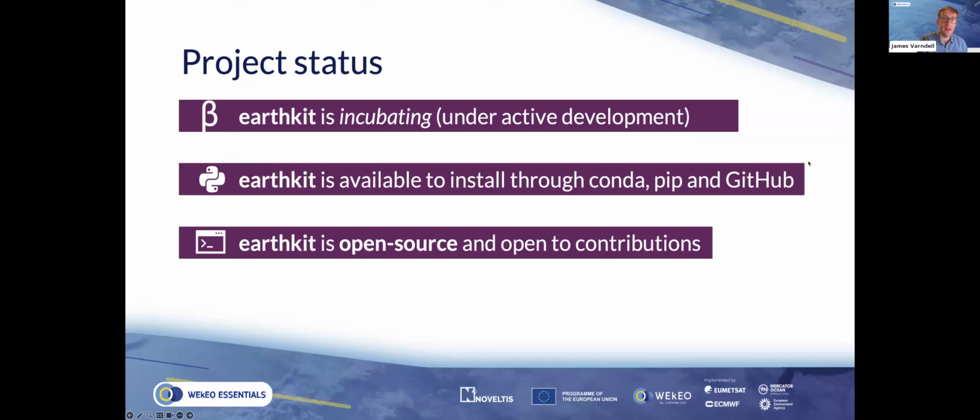Earthkit is incubating. It's essentially in beta, under active development by ECMWF. It's already used by ECMWF in some places in operations, but it's also being developed very much with Copernicus in mind, also with Destination Earth in mind, and of course ECMWF core activities in mind as well. It's already available to install through Conda, pip, and directly on GitHub. And as I mentioned, it's fully open source and open to contributions. So you're very, very welcome to go and explore the code, make a pull request, raise an issue on GitHub.